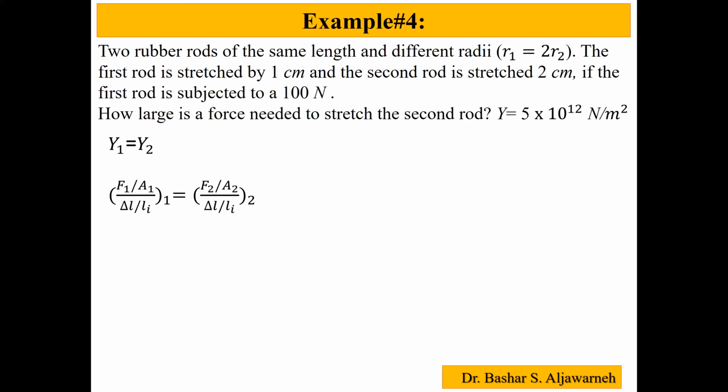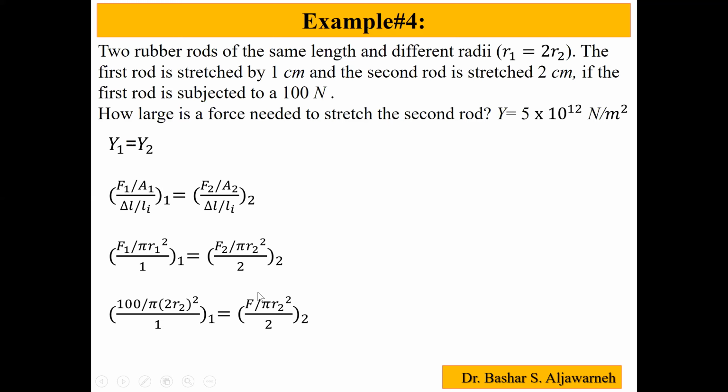We are looking for the cross-sectional area. As you can see here, now with pi canceling out, we will end up with the second force equals 50 Newton.